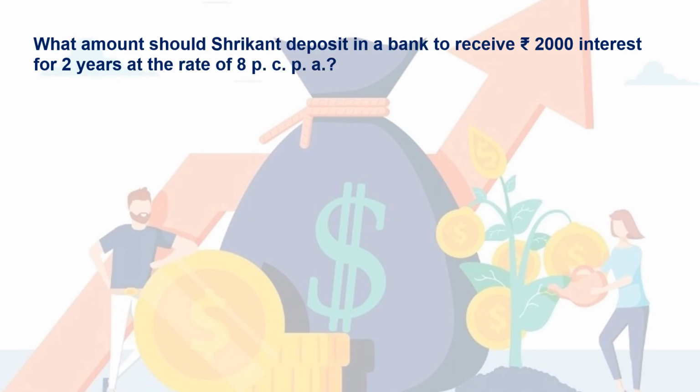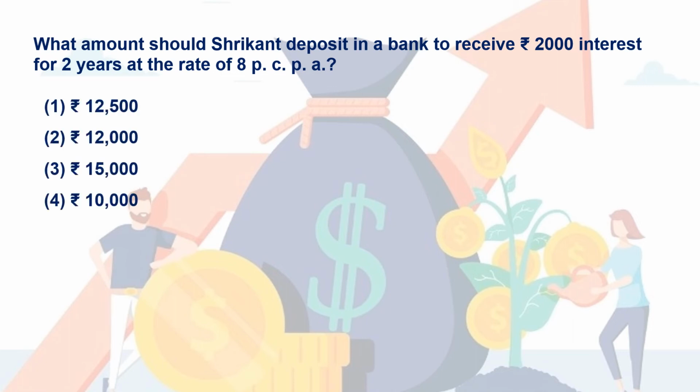What amount should Shrikant deposit in a bank to receive rupees 2000 interest for 2 years at the rate of 8% per annum? Will it be 12,500? Will it be 12,000? Will it be 15,000 or will it be 10,000 rupees? We all know the formula. Principal is equal to interest into 100 upon R into T. Now we have again moved the formula that we are normally using, that is simple interest is equal to P into R into T upon 100.